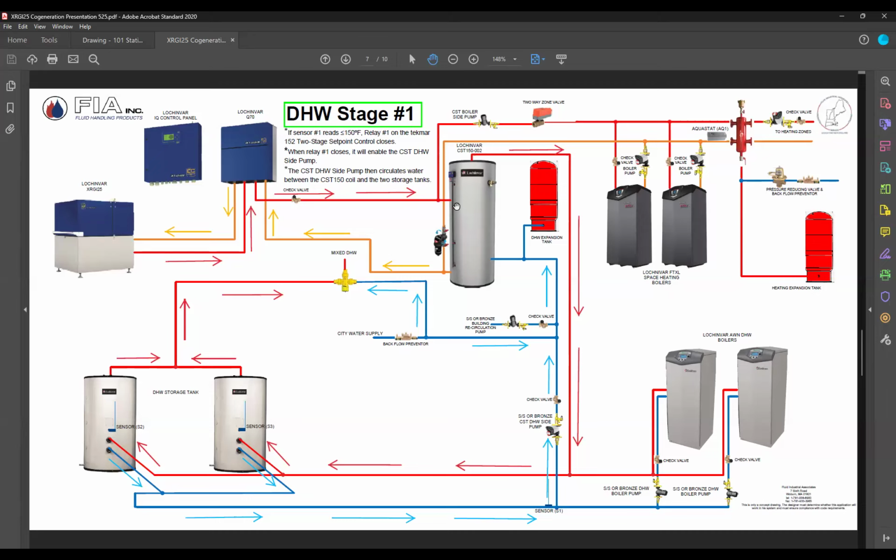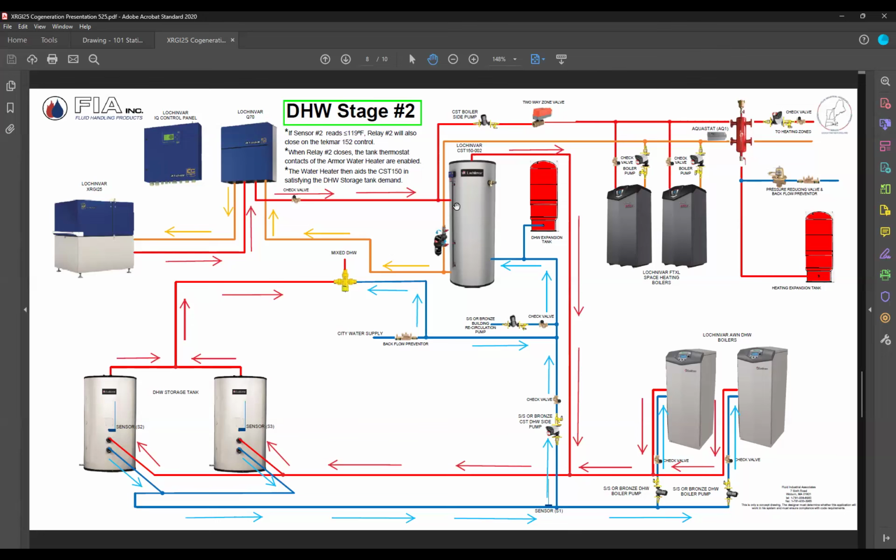And the best scenario we were able to come up with was domestic water. And so domestic water, I essentially made it stage 1. And if it couldn't keep up, then I'd enable those water heaters on the bottom right. The cogen would feel like a reverse indirect.